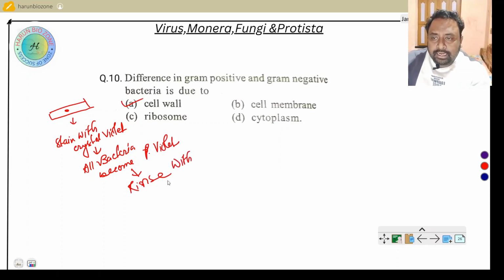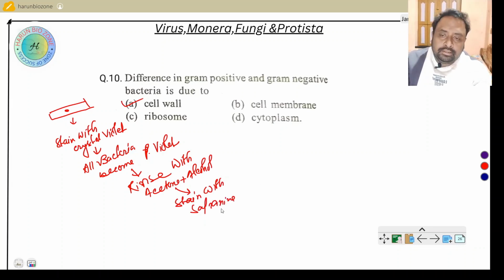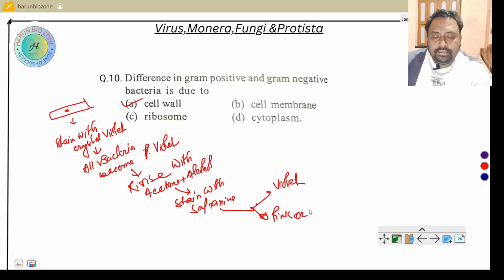Okay, they are again stained with safranin, and then washed. Then some bacteria are violet in color and some bacteria are pink or red in color. What happened actually? Violet means gram positive.